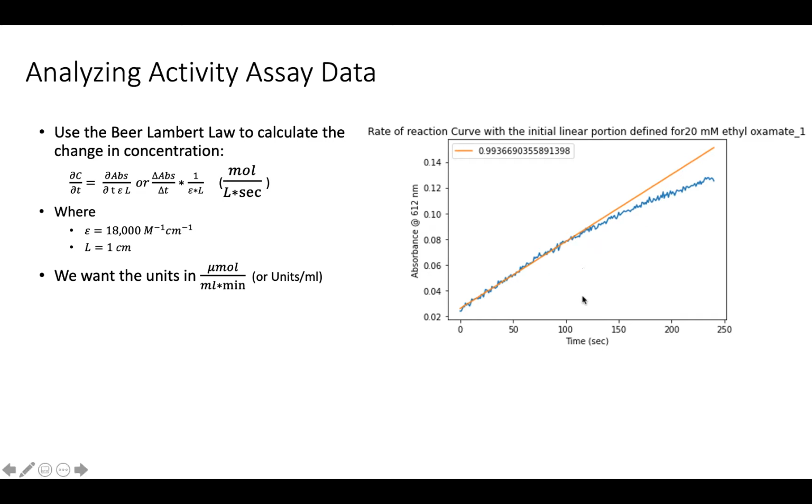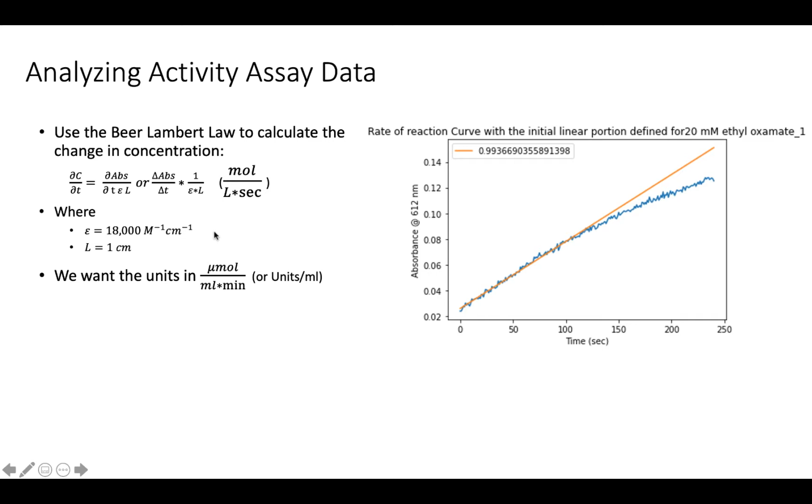This slope, as you convert it, becomes the rate of change of concentration over time. And that's using Beer's law. What you will need is the extinction coefficient. And in this case, the extinction coefficient is 18,000 inverse molarity and inverse centimeters. And the length that your light will travel is 1 centimeter. And finally, you will need to convert it into units per milliliter. Again, that unit is micromoles per minute.